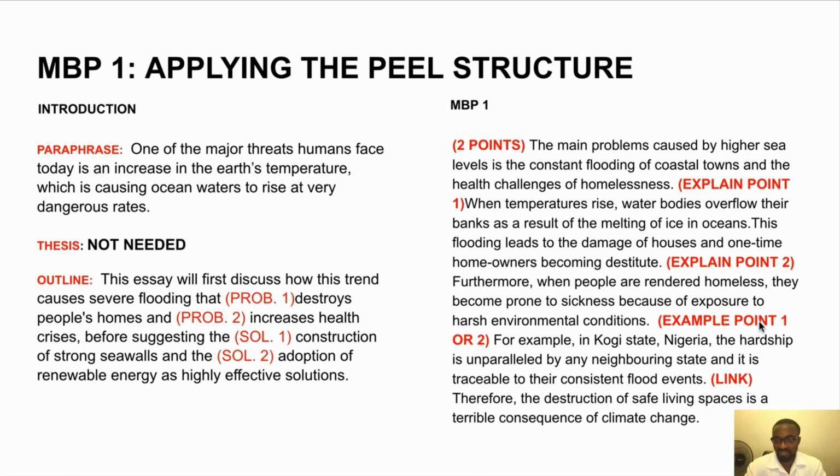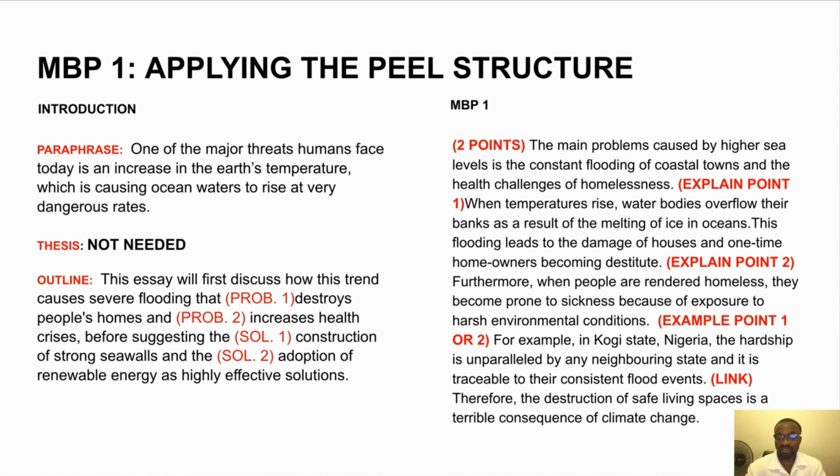Like I said, you give an example to support any one of the problems you discussed. You don't need to give an example to support both problems. So I started with "for example"; you could start with "for instance" or "to illustrate." For example, in Kogi State, Nigeria, the hardship is unparalleled by any neighboring state and it is traceable to the consistent flood events. So I give a simple example from real events. In the previous essay, some of the examples I gave were fabricated, and you saw how we went about doing that. What's the link here?